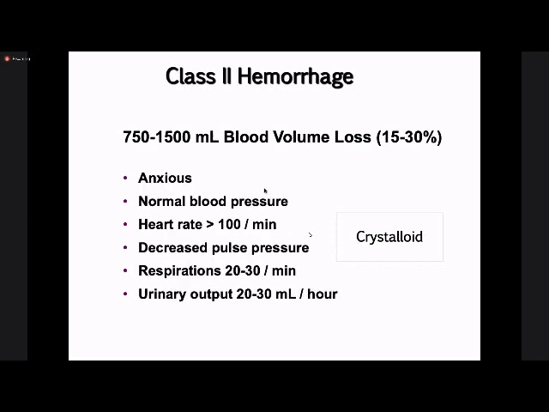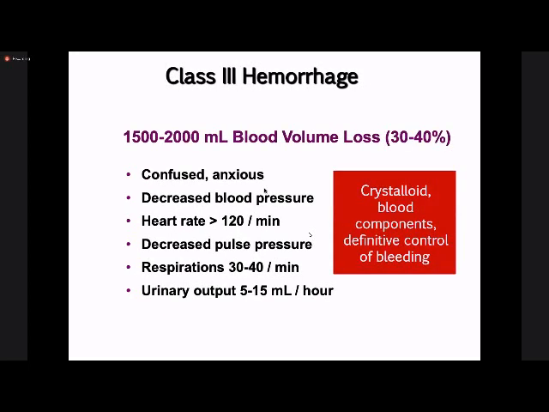Class 2 hemorrhage, it's more than that, 15 to 30% of blood volume lost. So you might be anxious. There may be tachycardia, but the blood pressure is more or less going to be normal, although with a decreased pulse pressure. The gap would be reduced. There may be a bit of tachypnea, but urine output again is going to be normal. So unless the patient is bleeding continuously, this is another situation where a liter of crystalloid is all that you will need.